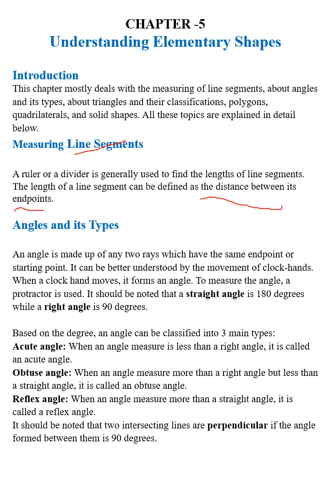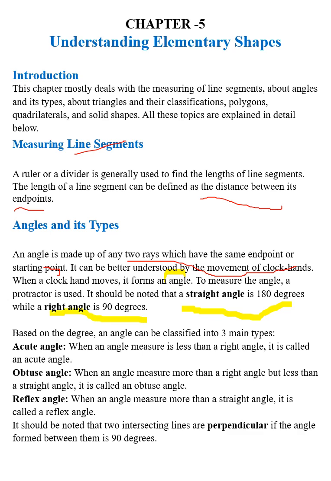Next is angles and its type. An angle is made up of any two rays which have a same endpoint or starting point. It can be better understood by the movement of a clock hand. When a clock hand moves, it forms an angle. To measure the angle a protractor is used. It should be noted that a straight angle is about 180 degrees and a right angle is about 90 degrees.